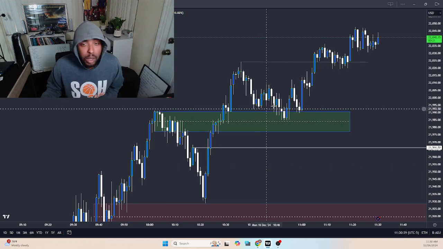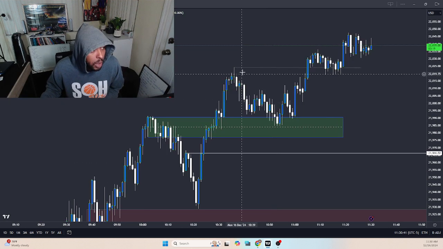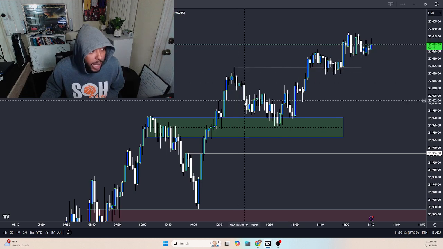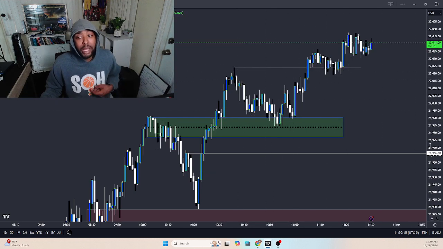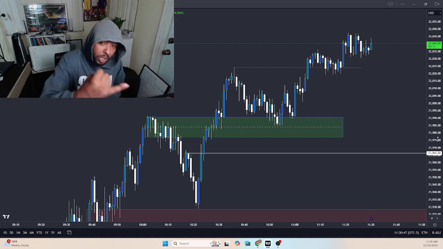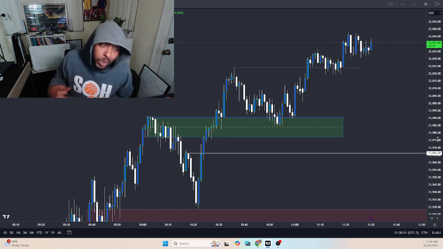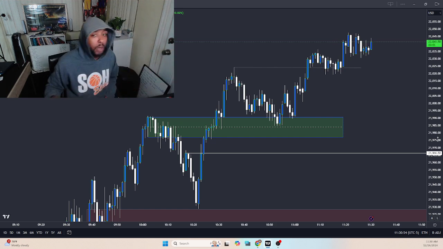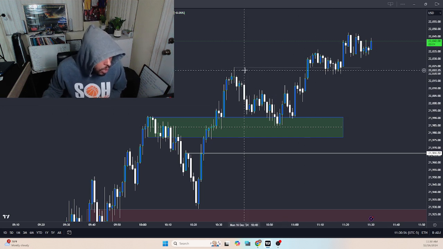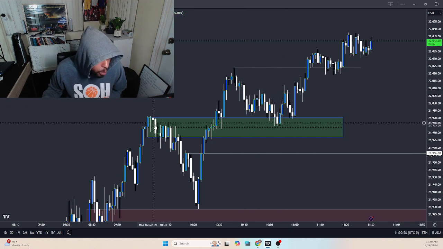This is the play I caught. This is the target. It came down. Remember, it has to. Market has to do four things. They have to generate the liquidity, hunt the liquidity, rebalance to an inefficiency, which is a gap, or a rebalance to equilibrium of the range. Came back, stopped at this breaker right here.